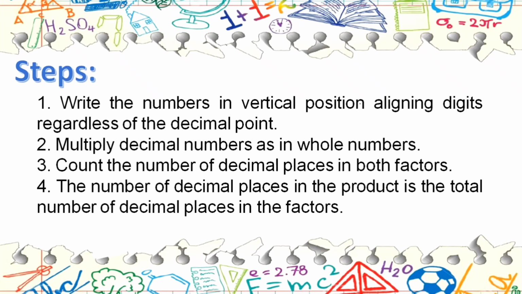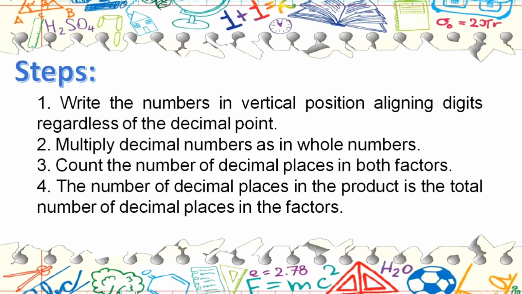So, let's proceed to step number 2. Step number 2, multiply decimal numbers as in whole numbers. So, kapag daw nagmumultiply tayo ng decimals, para lang din tayo nagmumultiply ng whole numbers. So, dito na tayo magkakaiba ngayon sa whole numbers, yung sa step number 3 and 4.